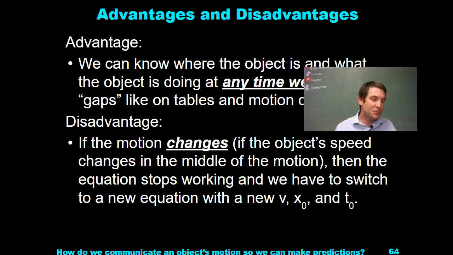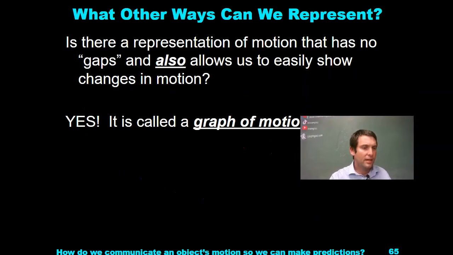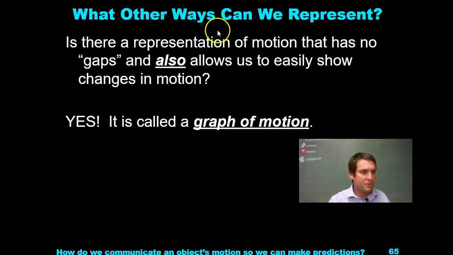then the equation stops working and we have to switch to a new equation with a new velocity, a new initial position, and a new initial time. What other ways can we represent motion? Is there a representation of motion that has no gaps and also allows you to easily show changes in motion? Yes. It's called a graph of motion.